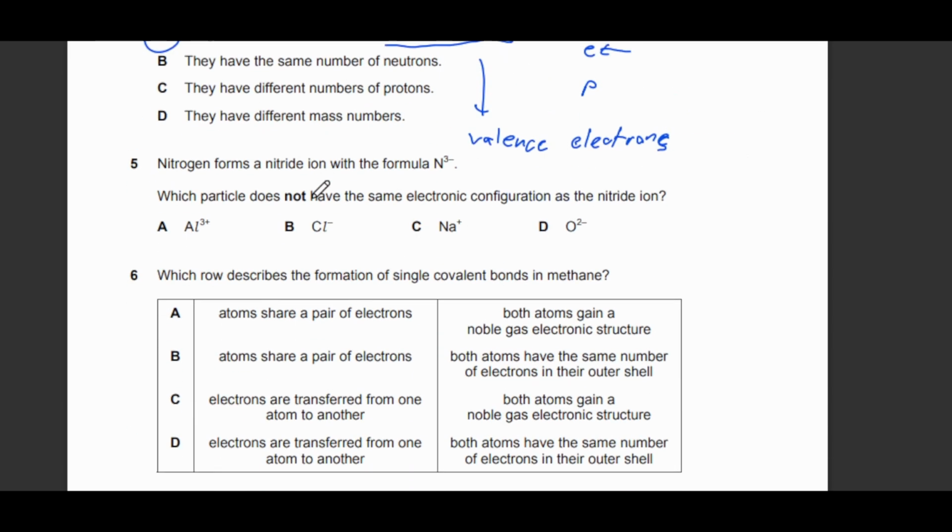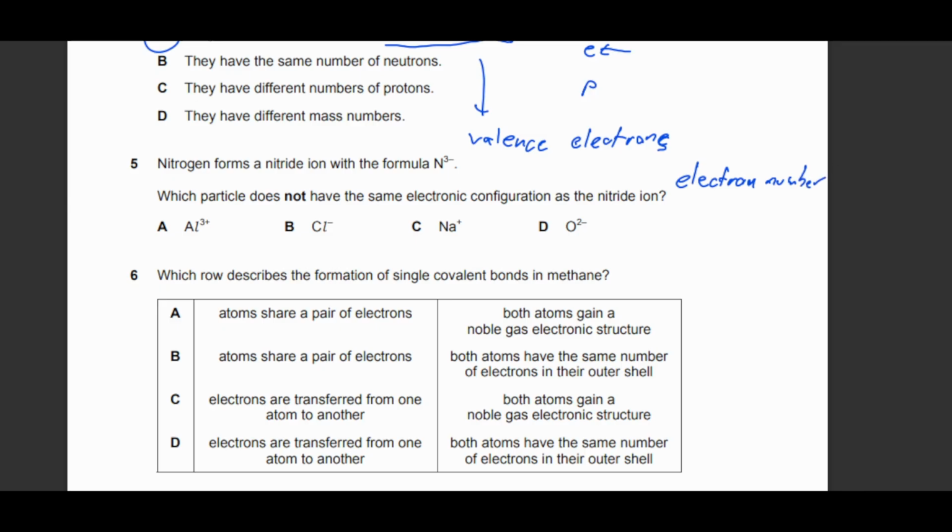Okay, question 5. Nitrogen forms a nitride ion with the formula N3-. Which particle does not have the same electronic configuration as the nitride ion? Okay, so with this question, to have the same electronic configuration is to have the same electron number, or the same number of electrons, right?